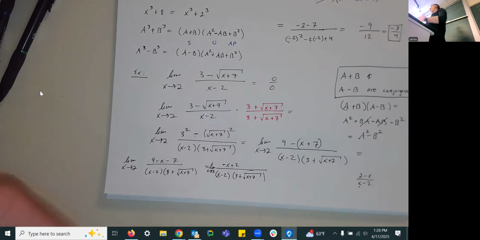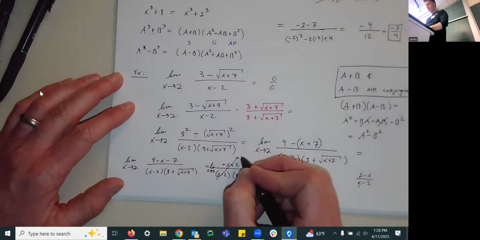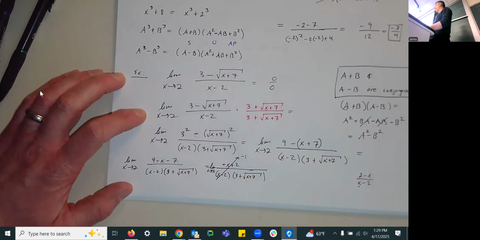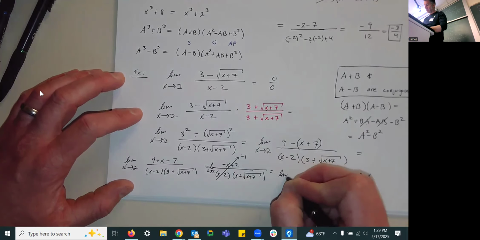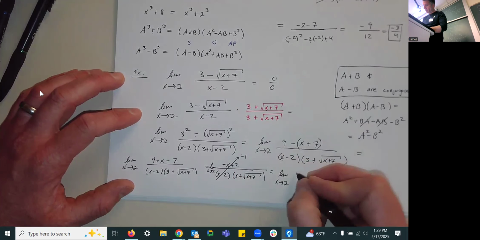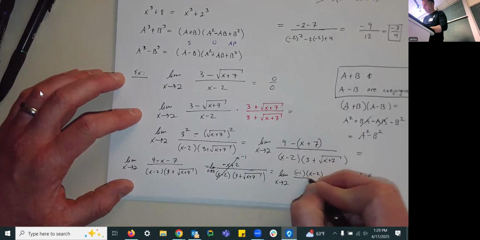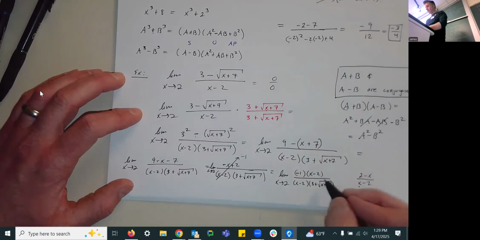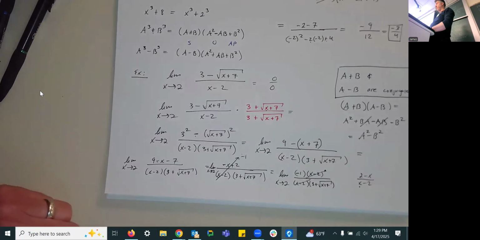So it's a long way of saying when you have something like this, you can just say that that's going to cancel down to negative 1. But if you don't like that, you could factor out a negative 1 from either the top or the bottom thing. So you could have also just rewritten this as the limit as x approaches 2 of negative 1 times x minus 2 over x minus 2 times 3 plus the square root of x plus 7. And then you can cancel the x minus 2's, leaving a negative 1 on top. Either way is totally fine.